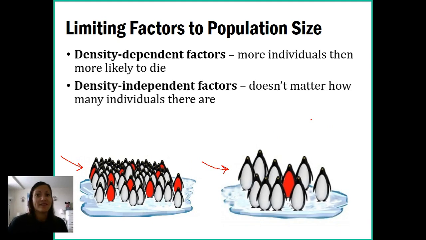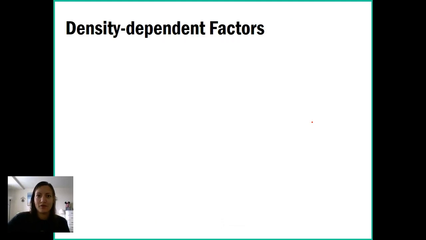On the other hand, we have density-independent factors. These are factors that affect a population, whether the population is humongous or whether the population is pretty small. So in this case, it would affect both of these penguin populations the same way. So let's take a little bit closer look into those.